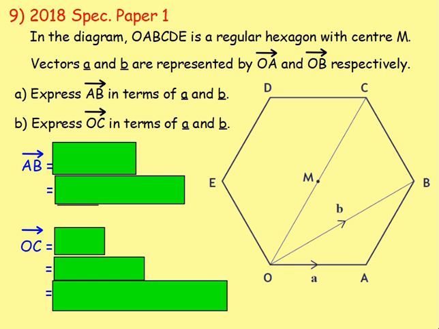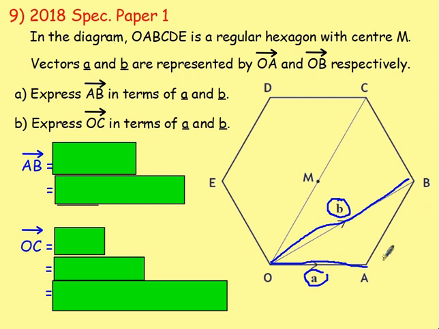Vectors A and B are represented by OA, so from O to A, that there is vector a, and OB, going from O to B, is vector b. Tells us that here. So we've got these two vectors, a and b. Express AB in terms of a and b. So, once again, it's the alternative vector journeys. If you've tried the other ones, you should be an absolute expert at these by now.